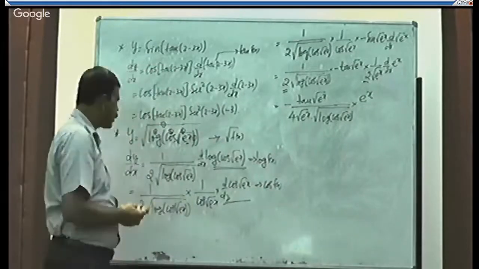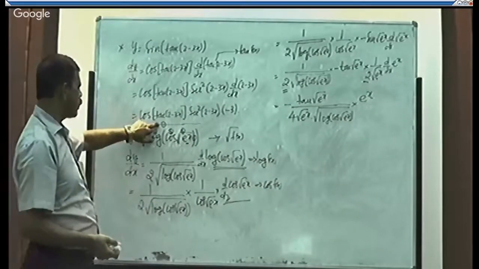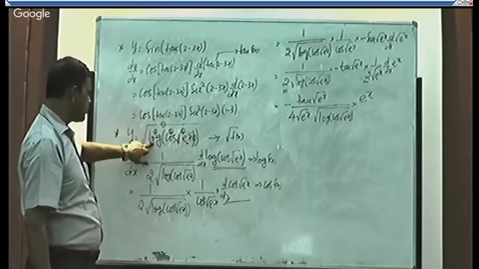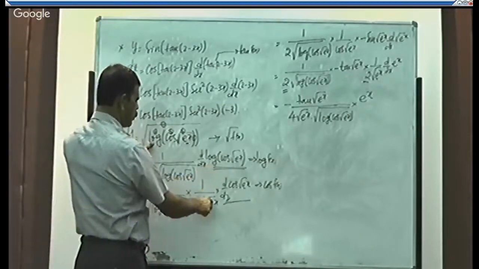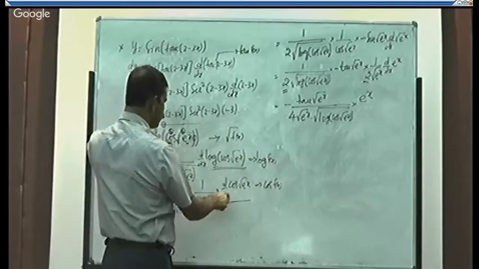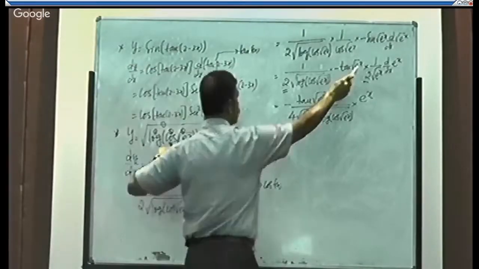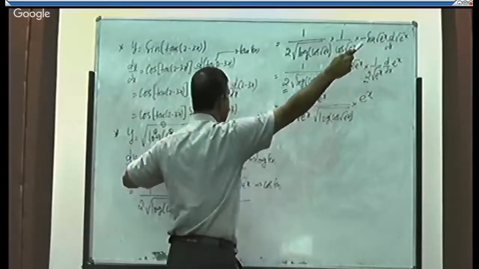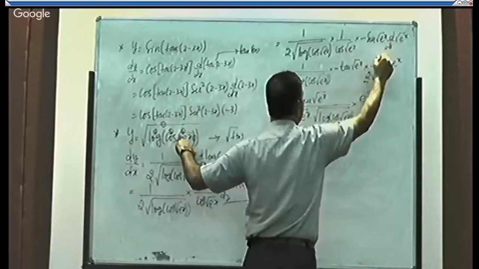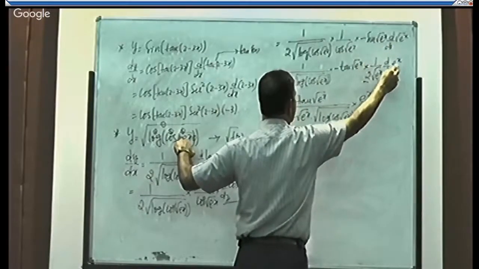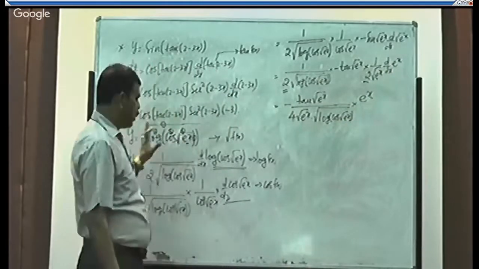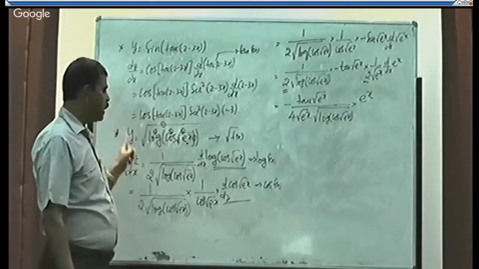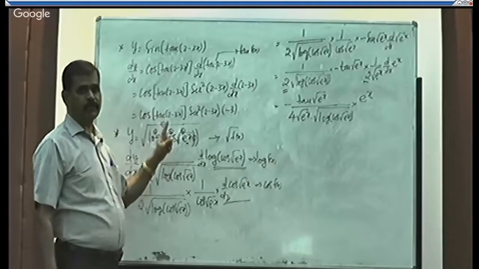See how many steps are involved here. First, we have differentiated for root. Next, we have differentiated for log. Correct? For log, we got this. In the next step, we have differentiated for cos. We got sine. In the next step, we have differentiated for root. This is 1 by 2 root into function. Finally, we differentiated e power x. Like that, we can have n number of steps.